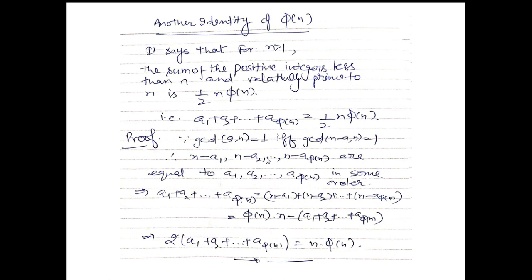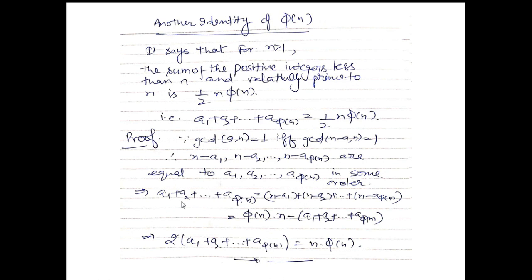Now let us see another identity of the function phi n. It says that for n greater than 1, the sum of the positive integers less than n and relatively prime to n is given by 1 upon 2 n phi n. That is, a1 plus a2 plus up to a phi n is given by 1 upon 2 n phi n. Now let us prove it. a and n are relatively prime if and only if n minus a and n are relatively prime. Therefore, n minus a1, n minus a2, up to n minus a phi n are equal to a1, a2, up to a phi n in some order.